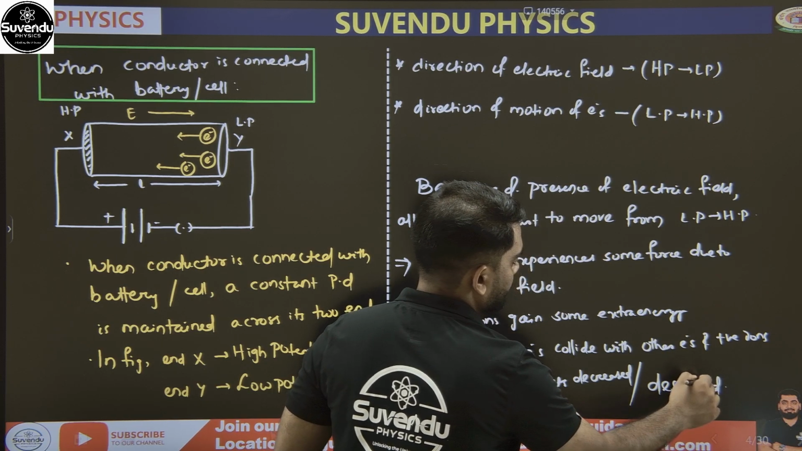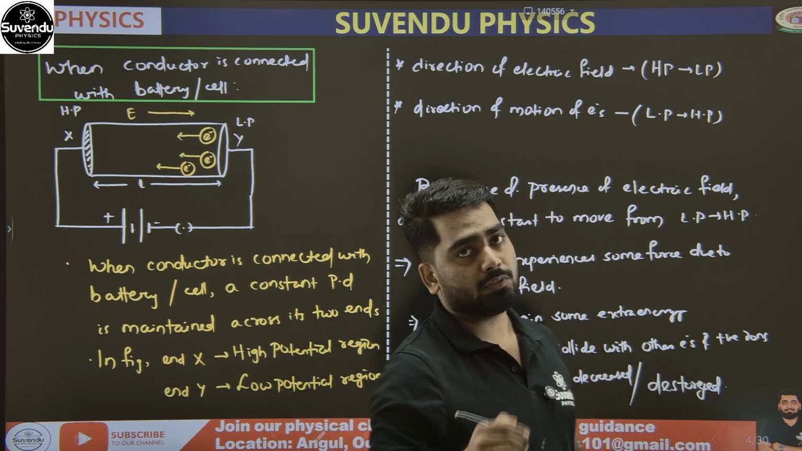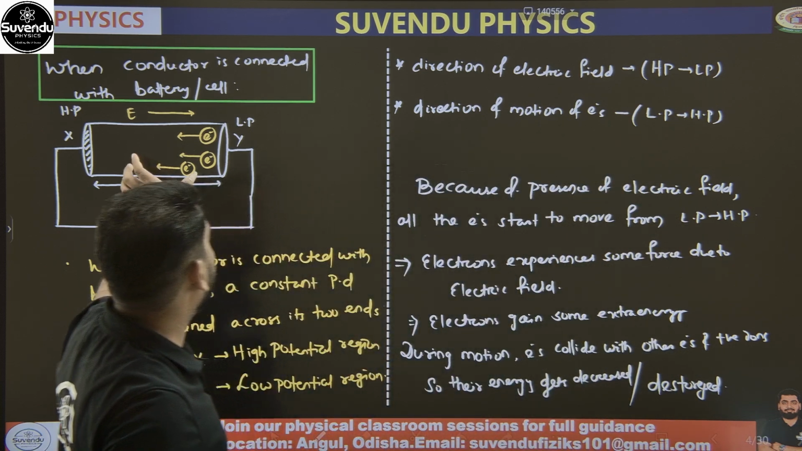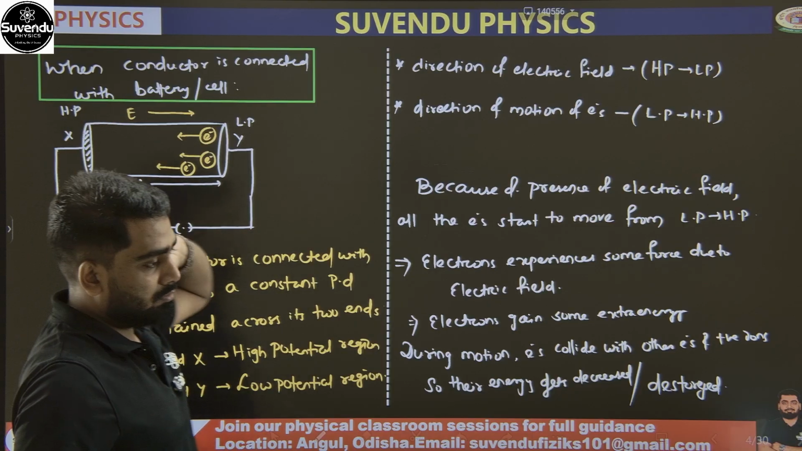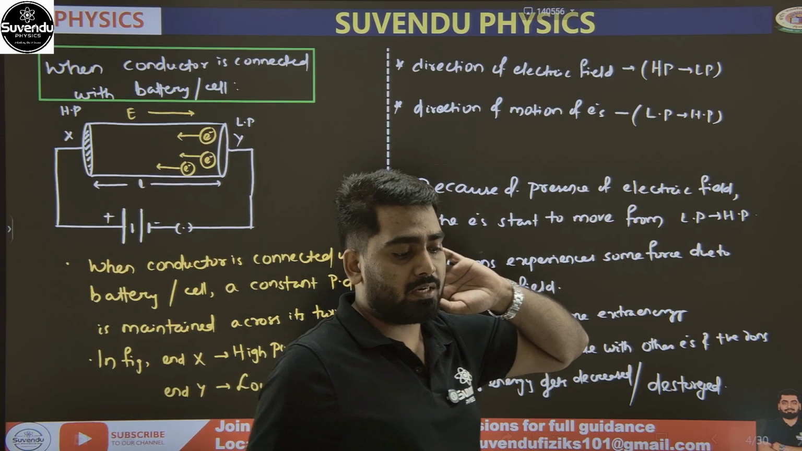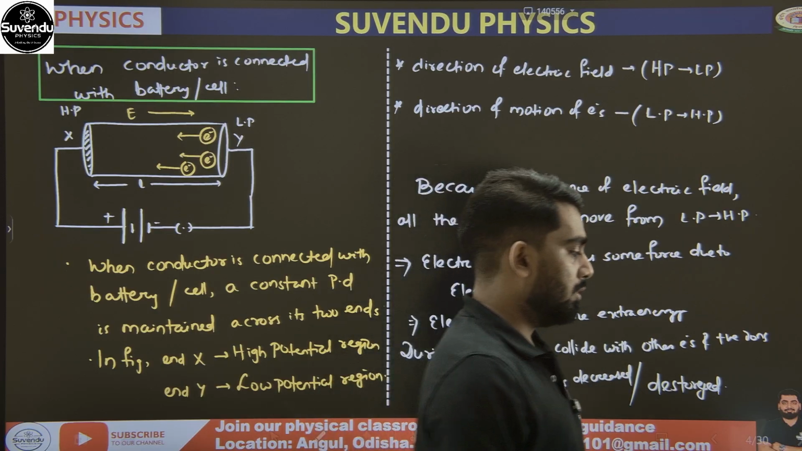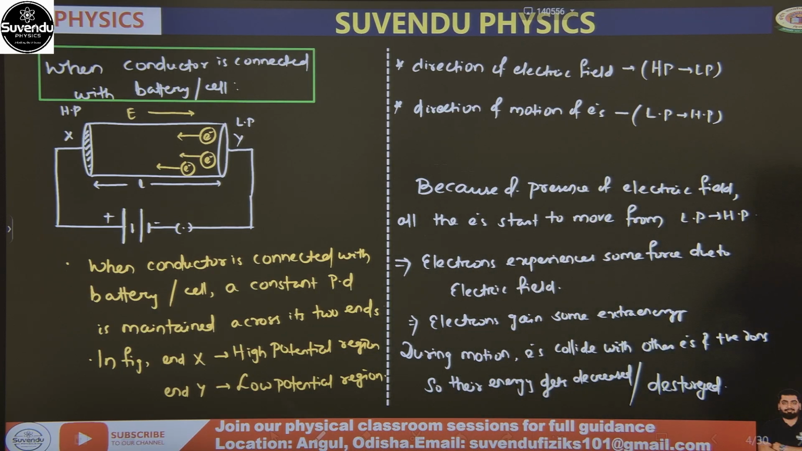Gets destroyed. And due to this reason, what will happen after this case? Due to the constant potential difference and due to continuous electric field, again electron starts to move. ये चीज को याद रखो. Okay, during the motion, electron gets extra energy. But what will happen? This extra energy lasts for very less time. Okay.